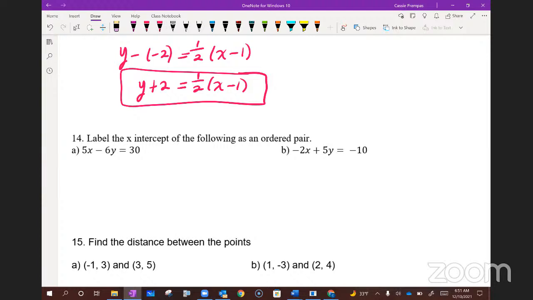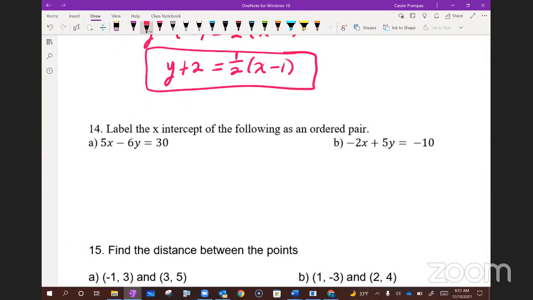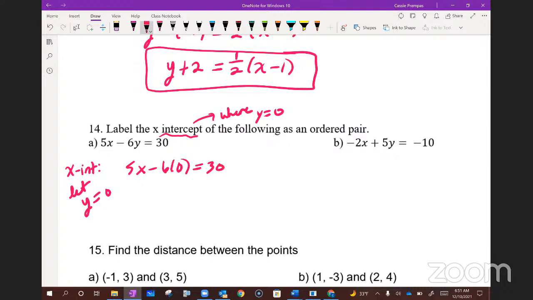Okay, so there is the answer, and let's move on to number 14. Label the x-intercept of the following as an ordered pair. How do I find the x-intercept? That's always where y equals 0. So to find any x-intercept, we replace y with 0 and solve. So I would have 5x minus 6 times 0 is equal to 30. That creates just 5x equals 30. Divide by 5, and I would see that x is equal to 6.